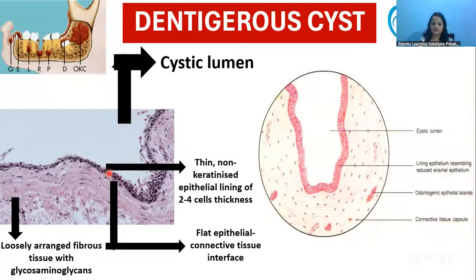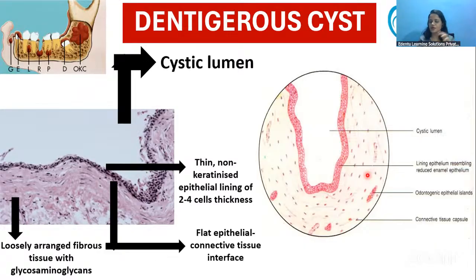If you look at the connective tissue, you will see loosely arranged fibrous tissue. If it is non-inflamed, there will be no inflammatory cells. In the connective tissue, sometimes you can see odontogenic epithelial islands like this, small islands of odontogenic epithelium, or the rests of Serres. Yes, you can see such islands in the connective tissue. Sometimes you can see cholesterol clefts also. I'll be discussing cholesterol clefts in detail in the coming slides. So these are the main things that you see in the dentigerous cyst.